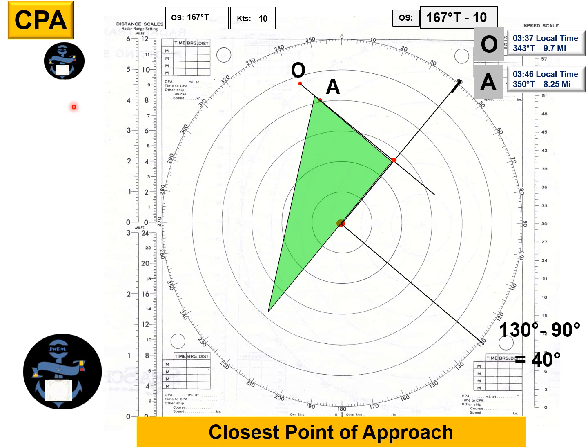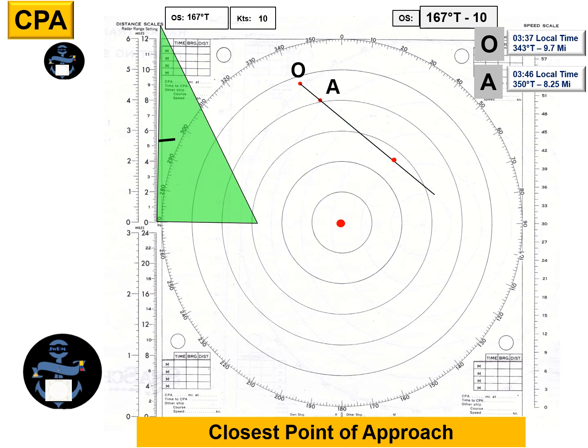Now I need to know the distance between the center of the plotting sheet and the CPA. This is the distance, and compare with the scale. This is the CPA. Comparing, it is 2 nautical miles, the range or distance of the CPA. It is the shortest distance that this vessel is going to be from me in the future.